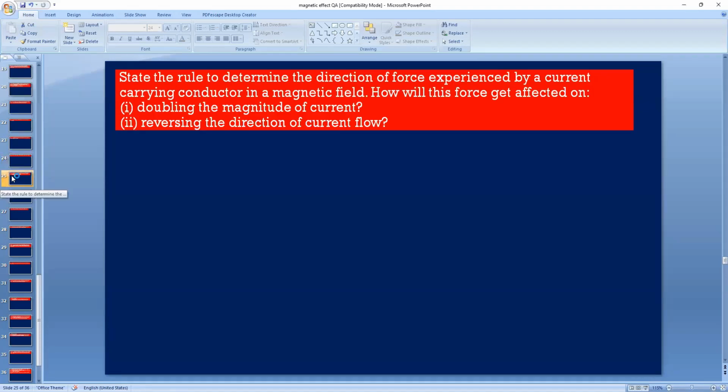State the rule to determine the direction of force experienced by a current carrying conductor in a magnetic field. How will this force get affected on doubling the magnitude of current, and on reversing the direction of current flow? Here the rule to find out the force is Fleming's left hand rule.